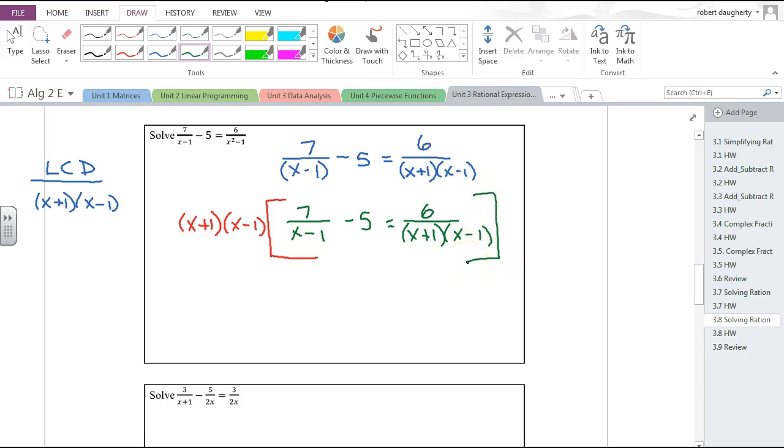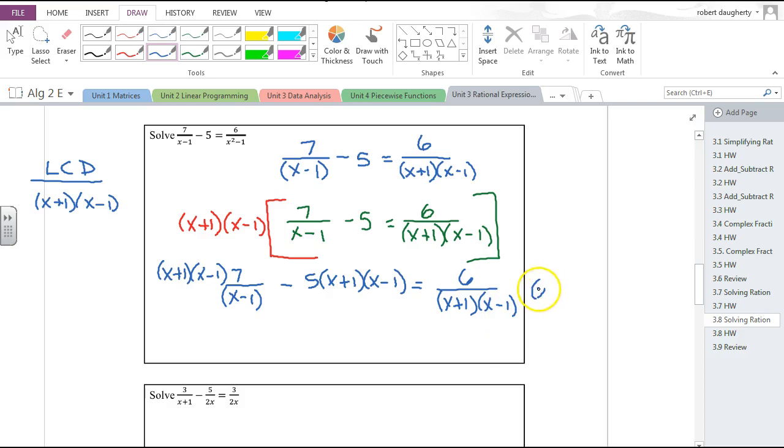Okay. Now, what I've been doing in my head, I've been saying, okay, we'll multiply this by this. If you have to do this, and please don't, there's no shame, it's just extra writing. If you have to write it down every step to keep from making mistakes, that's fine. So you could write (x plus 1)(x minus 1) times 7 over x minus 1. That's the first term. Minus 5(x plus 1)(x minus 1) equals 6 over (x plus 1)(x minus 1) times (x plus 1)(x minus 1).